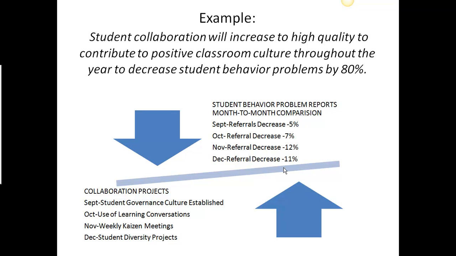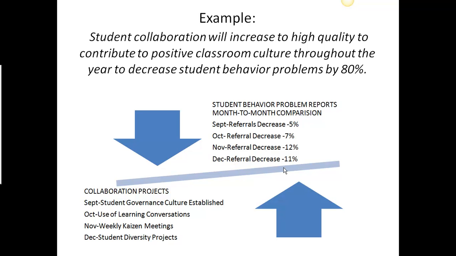Here's another example of how to use metrics. This is the student collaboration example. What you're looking for here is you want student collaboration to increase to a high quality, and again, that's a descriptive term, what we would call a qualitative term, in order to contribute to positive classroom culture throughout the year. And we want to see student behavior problems decreasing by 80%. So here's a quick visual tool that you could use. These are like counterpoints, right?